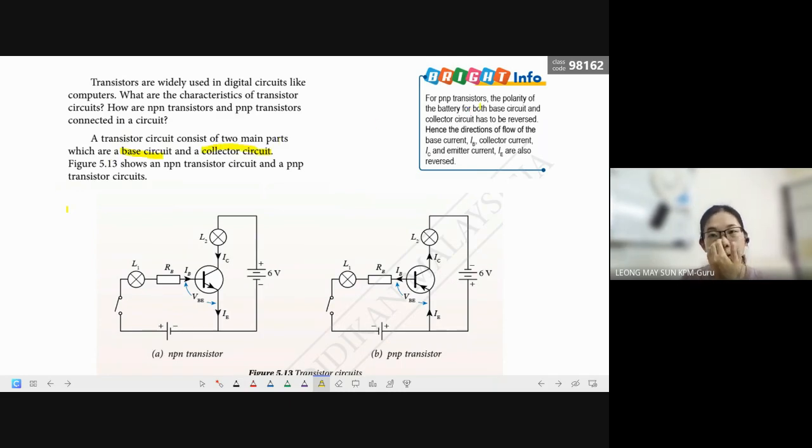So for the PNP transistor, which I mentioned a short while ago, now let's talk about the circuit. There are two circuits. Let me close the simulation first, as I need to avoid things that can disturb my concentration. So we have two circuits, the base circuit and the collector circuit. The base circuit is located here, where the base and the emitter are located. This is known as the base circuit. The other side is the collector circuit.